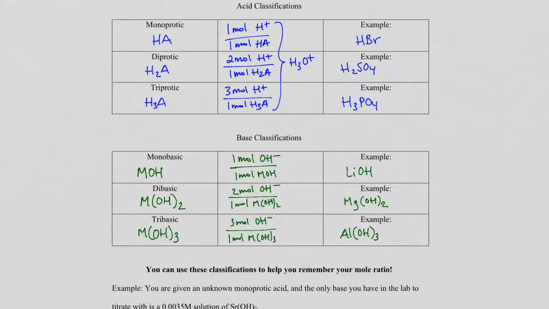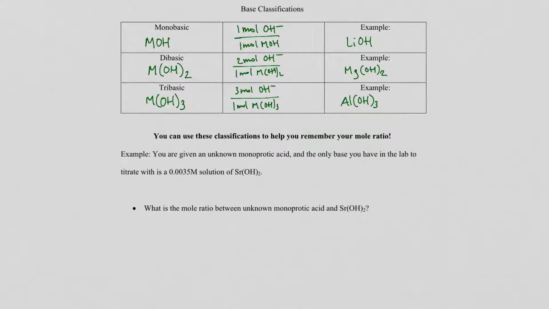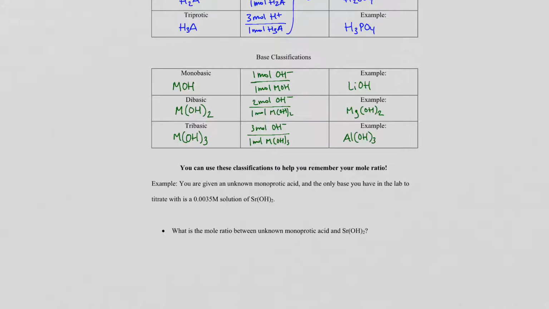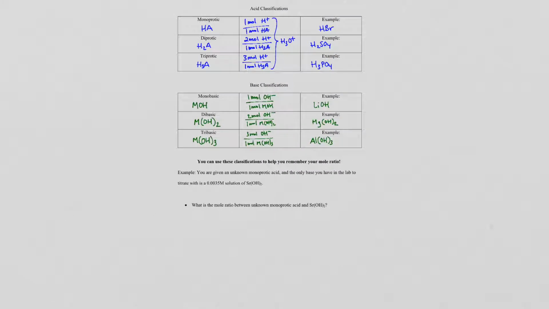So let's just do the start of a practice problem. Right? You can use these classifications to help you with your mole ratio. So you're given an unknown monoprotic acid, and the only base you have in the lab to work with is 0.0035 molar solution of strontium hydroxide, right? So this is dibasic, right? And it's dibasic. It's just a prefix telling me that there's 2 hydroxides that pop off for every mole of strontium hydroxide that dissolves. So 2 moles of hydroxide ions that pop off, I should say, for every mole of strontium hydroxide that dissolves. Right?